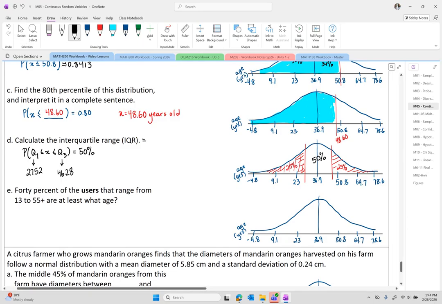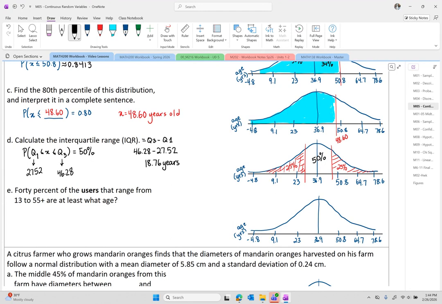The IQR is quartile 3 minus quartile 1. So I'm looking to do 46.28 minus 27.52. And it will be measured in years. And the answer will be 18.76 years of age.